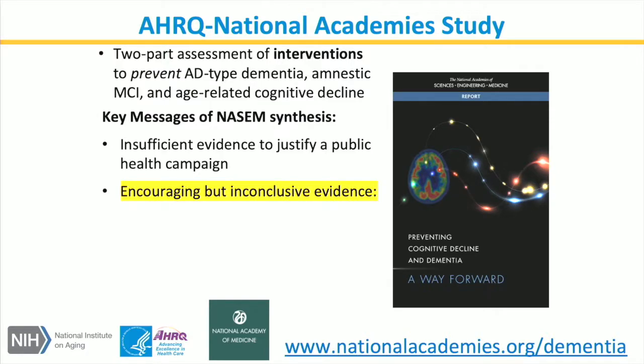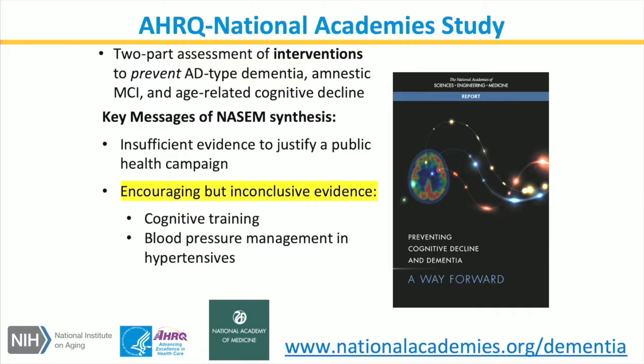The outcome was that there was insufficient evidence to justify a public health campaign for any intervention that had been tested and reported to date. But there was encouraging, although inconclusive, evidence in several areas. One was cognitive training, and the study I just showed you is an example of something promising. And so there are now studies being planned and ongoing to test this more rigorously. Blood pressure management and hypertension, and we'll talk in a minute about some results that came, in fact, after this National Academies report, and increased physical activity.